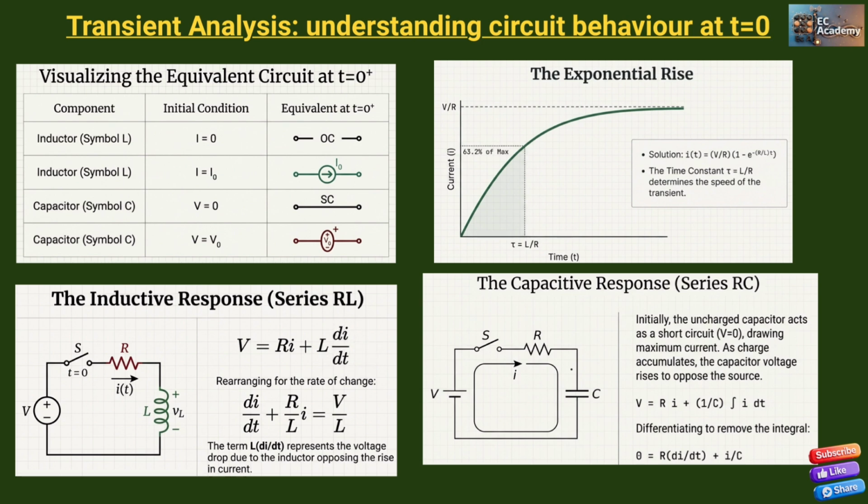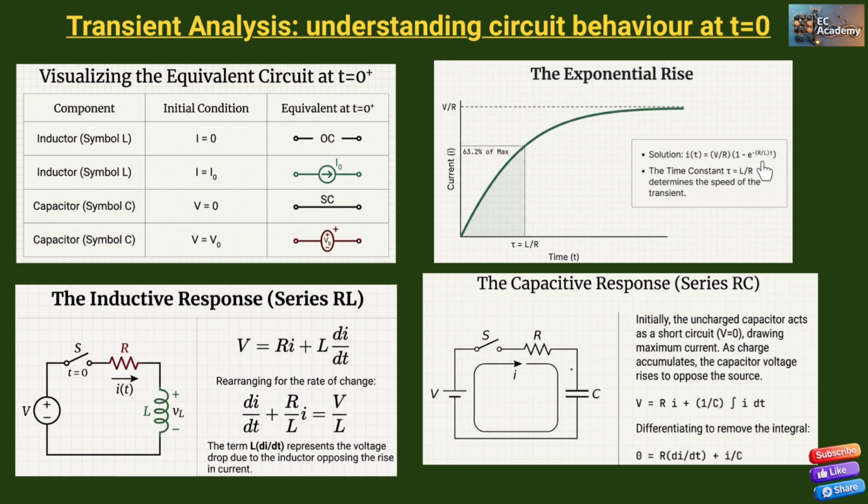Now let us understand the exponential rise. If we solve this differential equation, we will get the equation for current as i of t equal to V by R into 1 minus e to the power of minus R by L into t.